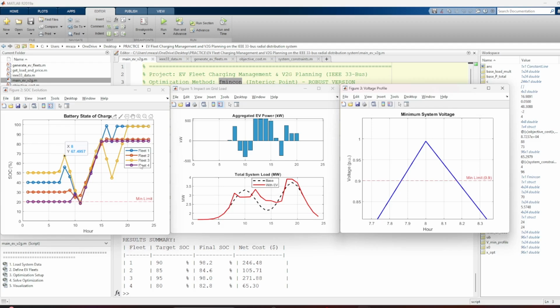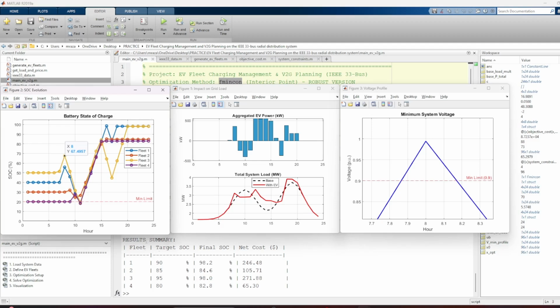Here we have considered EV fleets. We have not considered a single EV; we consider a group of EVs. For each fleet, the number of EVs and the load, I will show you later, and there is a proper specification for that. That's why we have different fleets, states of charge, and different types of characteristics.